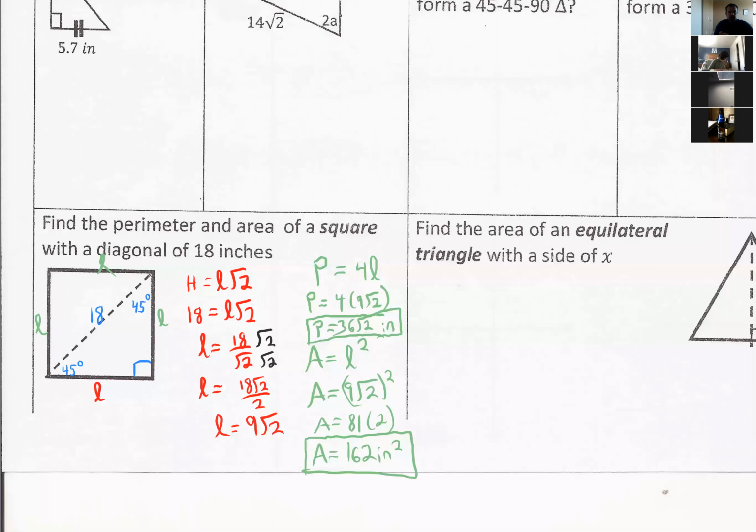So 30, 60, 90, the short leg is opposite the 30. The long leg is always opposite this. For a 30, 60, 90, the short leg is always opposite the 30-degree angle. The long leg is opposite the 60-degree angle. Oh, gotcha. Okay, so we'll look at that on the next one.